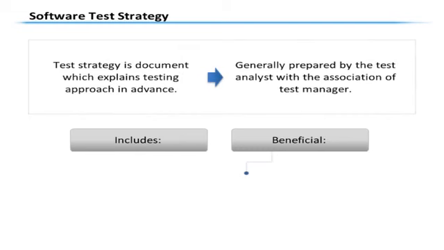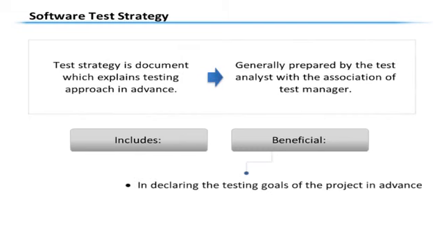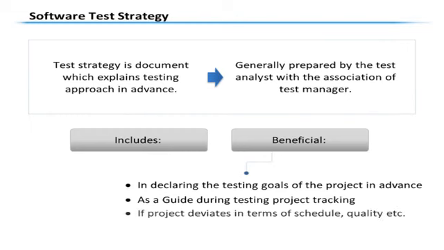Test strategy is extremely beneficial for project management of the testing project. It declares the testing goals of the project well in advance. It's a guide for tracking the progress of the project. It serves as a guideline in case of any deviations of time, cost, quality of the actual project from the planned parameters, etc. Test strategy is the document which explains the testing approach in advance.